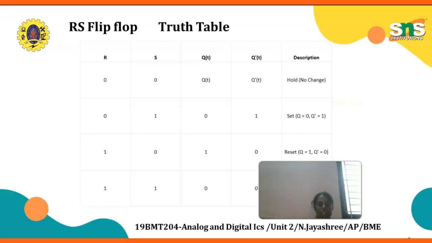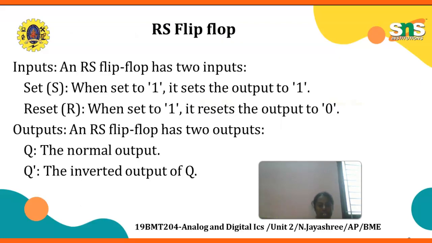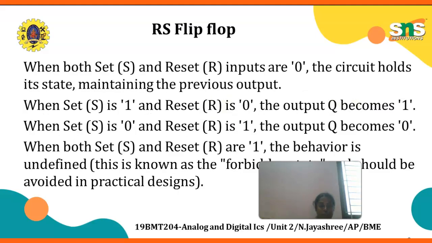If the set is 1, the output is 1. For other cases, it is reset to 0. There are two inputs and two outputs, which I mentioned already in the block diagram. One is the normal output and the other is the inverted output. When both set and reset are 0, the circuit holds its state. When set is equal to 1 and reset equal to 0, the output becomes 1. When reset is equal to 1 and set is equal to 0, the output becomes 0.